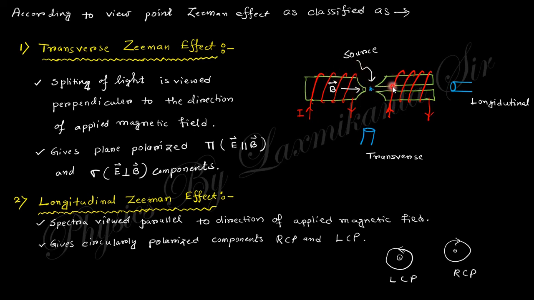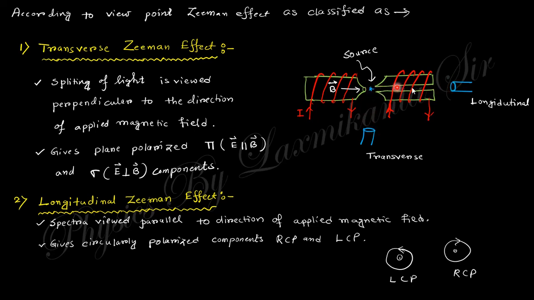It is a special structure. You can see here that this core is hollow in this region, and in this region the core is solid. In this region the core is hollow, such that you can observe the light in the longitudinal position as well as in the transverse position.